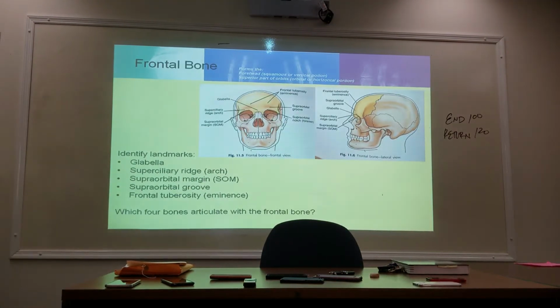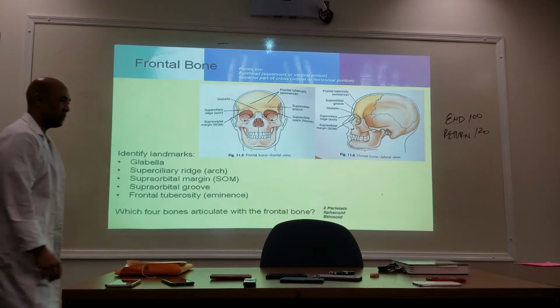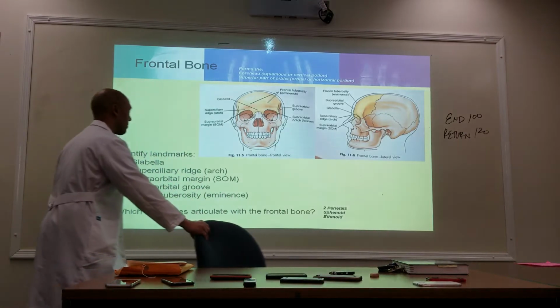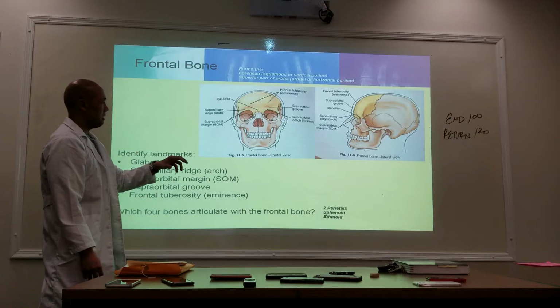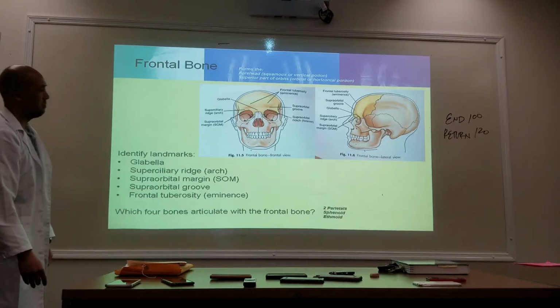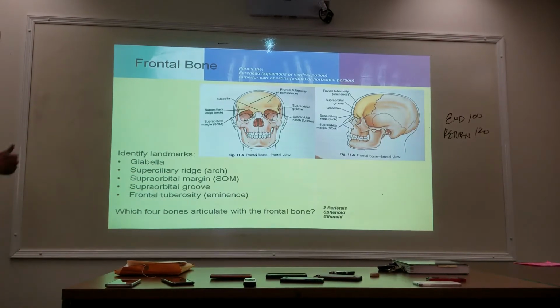Which four bones articulate with the frontal bone? We have two parietals, the sphenoid, and then the ethmoid bone. So again, the ethmoid bone is not one that you can see from the outside. It's located on the inside.